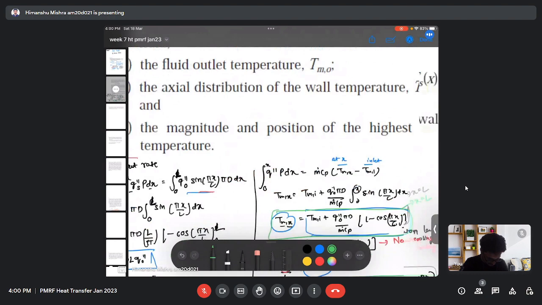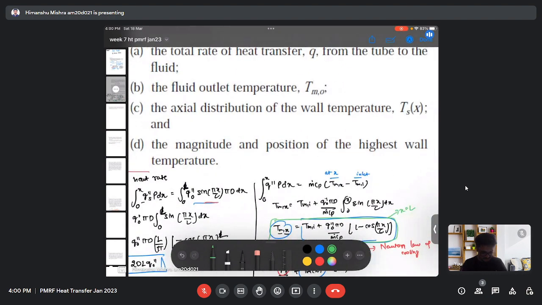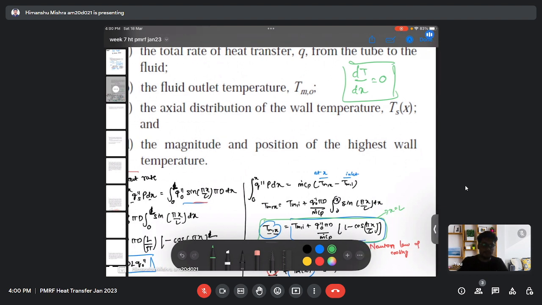So now in the last part, we need to determine the magnitude and the position of the highest wall temperature. To determine the highest temperature, in the previous weeks, you can check the video, I guess in the third or fourth week, we have solved problems in conduction where the slope of the temperature will be 0. So we need to find the slope first. We are already given temperature as a function of X. We differentiate it and it becomes f dash X. And then we need to put the slope equal to 0 because at that location the temperature is maximum.